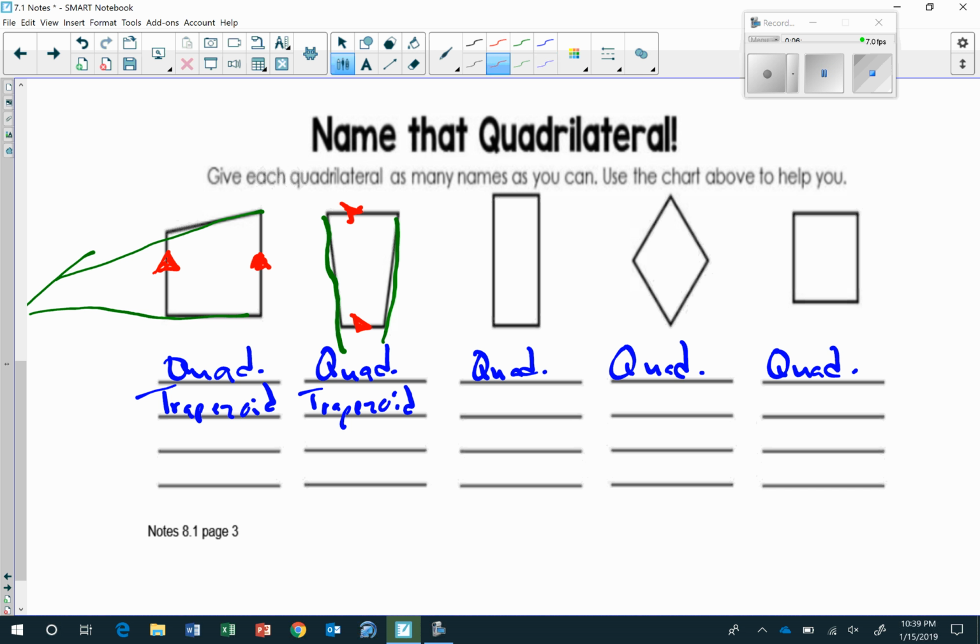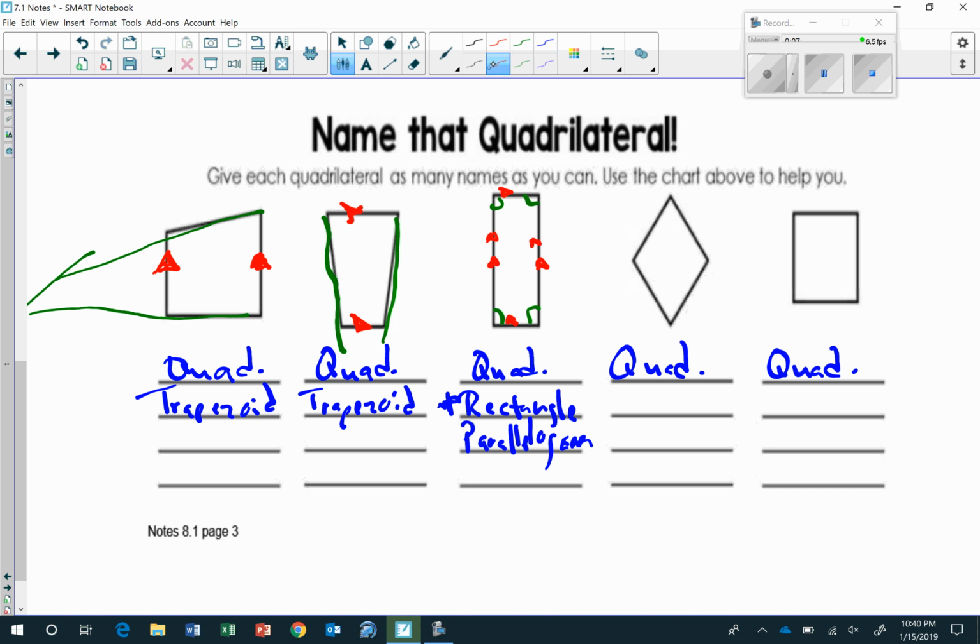For the next one, we've got parallel lines on the top and the bottom. The left and the right are also parallel. We also have 90-degree angles in each corner. So we have 4 right angles. Okay. So we can call this one a rectangle. Now we cannot call it a square because all of those sides aren't the same length. We could also call this a parallelogram because they have 2 sets of opposite sides that are parallel, but a rectangle would be the most specific one to call it.